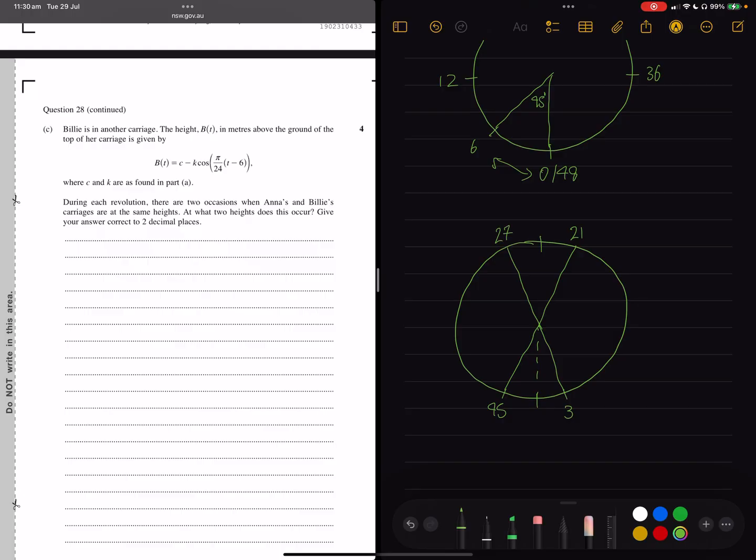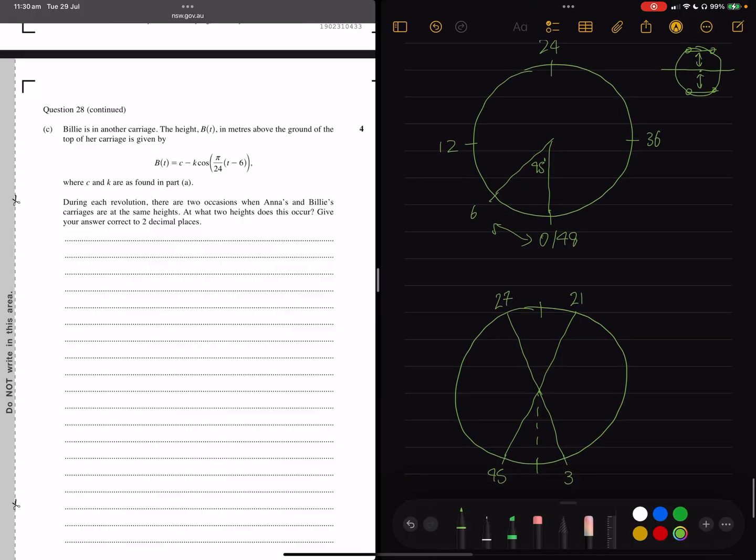Now we have t minus 6 for Billy. We need to work out who is in which position, because once we know who is in which position, we can just plug in the time. We can just plug in t equals 3 and t equals 21, and that's going to give us what the two heights are. And in fact, we only need to do one of them, right? If we can work out who is to the right and who is to the left.